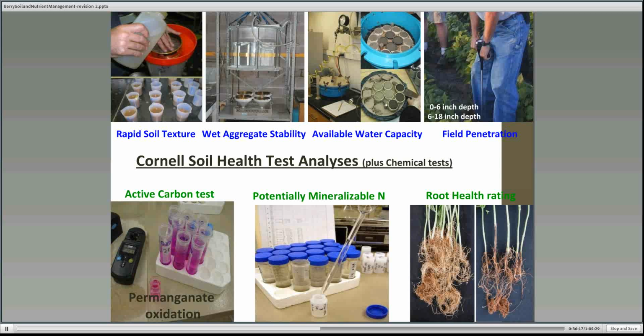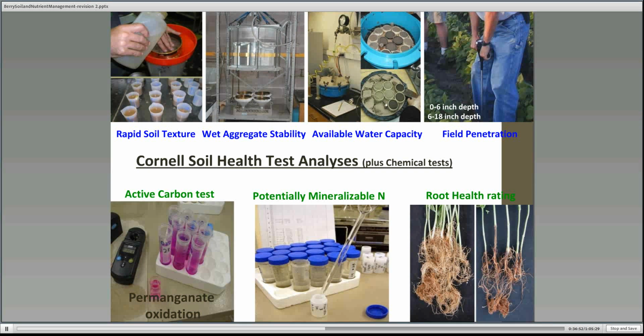So some of the things that the Cornell Soil Health Test will do is that there's a battery of tests that are employed. The photos show the suite of analyses; the soil physical tests are in the blue across the top. These are all laboratory tests except the field penetration test, and we'll talk about using that soil penetrometer a little bit later. And then the biological tests are in green across the bottom.